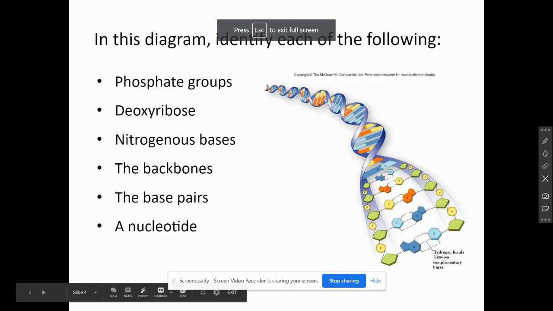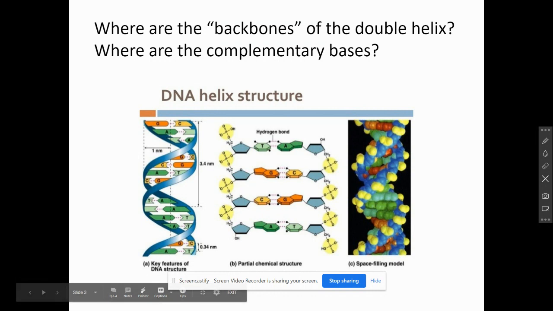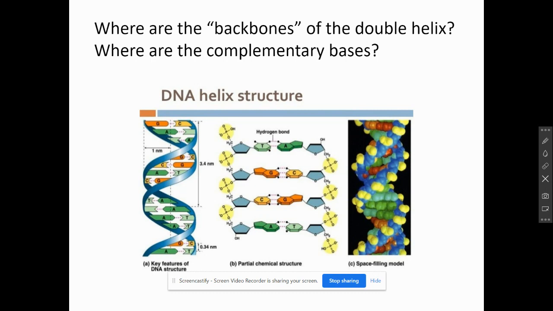Okay, let me go back one slide. Okay, here we go. So we're going to talk a little bit more about some terminology related to DNA structure. As you can see here, we have three different diagrams of DNA.